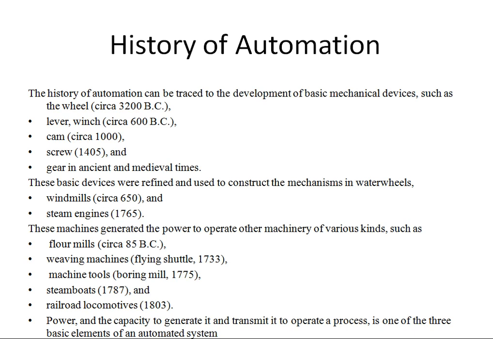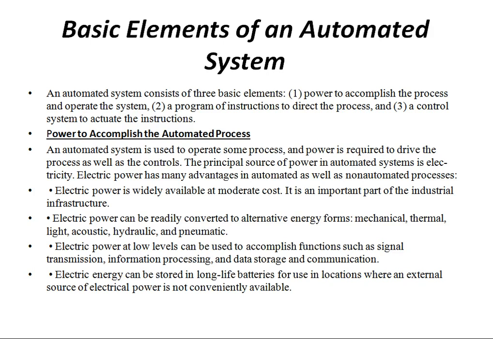Power to accomplish a process is one of the 3 basic elements of an automated system. So to accomplish any automated system, the basic thing we expect is power to accomplish. Without power you cannot accomplish any process or operate the system. So that is one of the basic elements. Next is a program of instructions to direct the process. Third is a control system to actuate the instructions. So these are the 3 basic elements of an automated system.